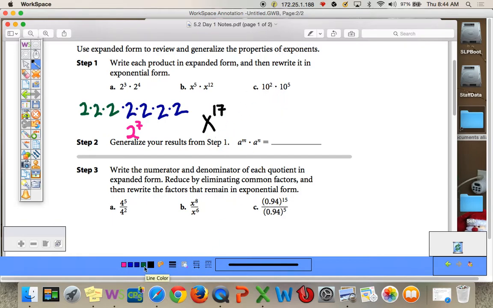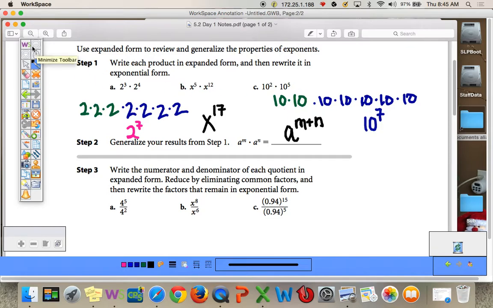Let's try the next one. So again, let's say you didn't know the rule, write it out. So we have 10 squared, which means 10 times 10. 10 to the 5th means 10 5 times. All right, and then if you count how many 10s you have, 10 to the 7th power. So the shortcut is if you have the same base, you're going to add the exponents. So to write that out, we say this will equal a to the power of m plus n. So again, same base, if they're being multiplied, you would add the exponents. But if you ever forget any of the rules, just write it out.